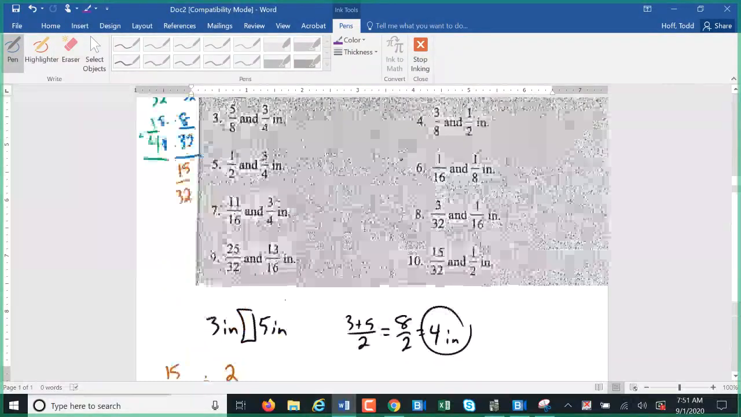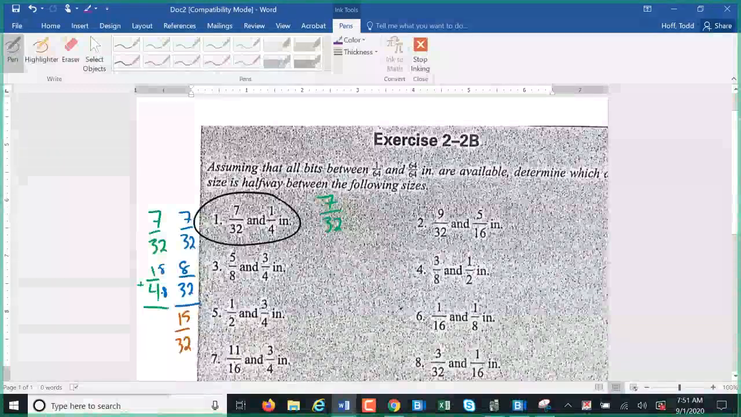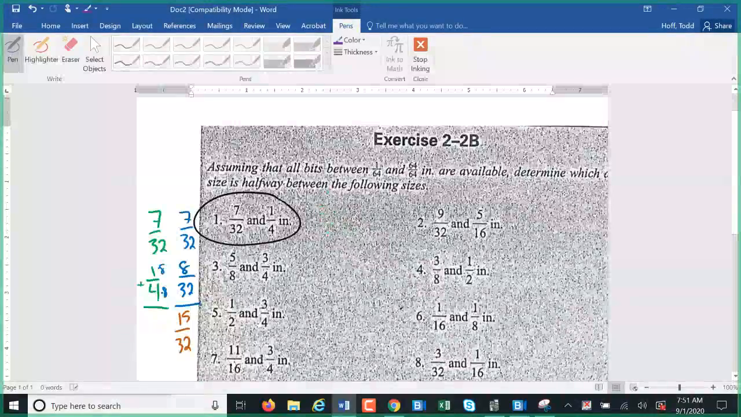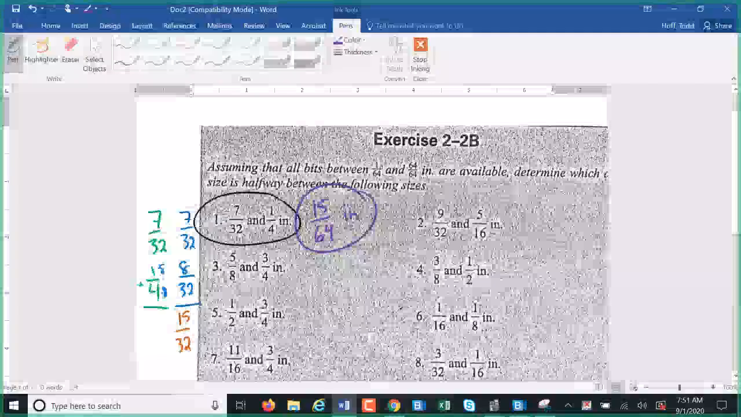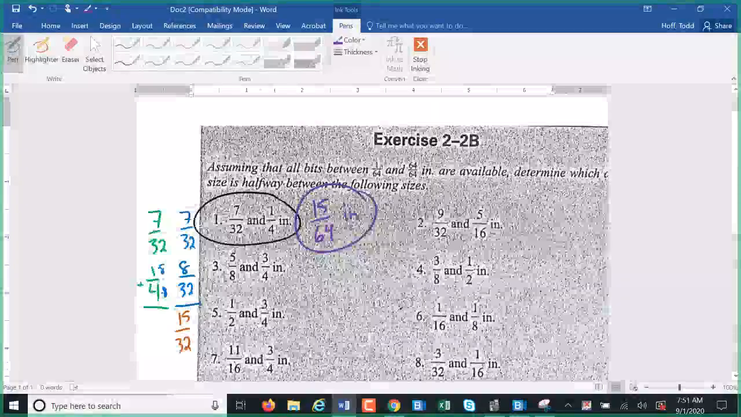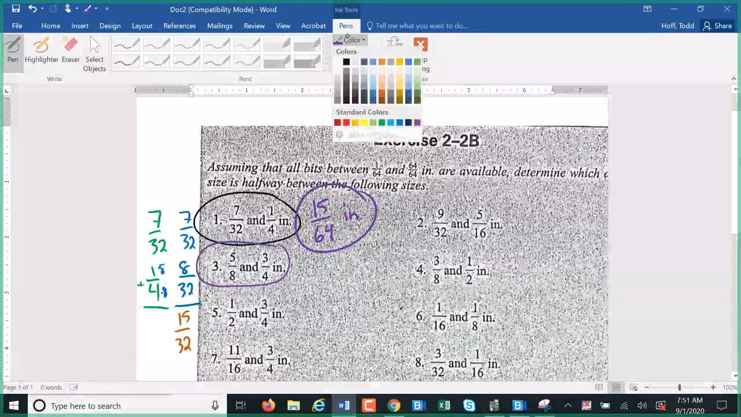So the tool that is exactly between 7/32 and 1/4 is 15/64. That would be the tool that we would need to look for. Or if we have to order a tool, that would be the one that would be exactly between those two sizes. Let's do one more together here, and then I'll turn you guys loose to try the last few here.